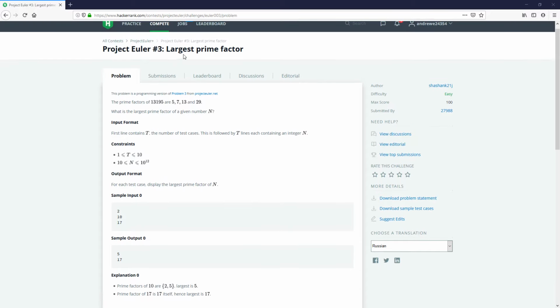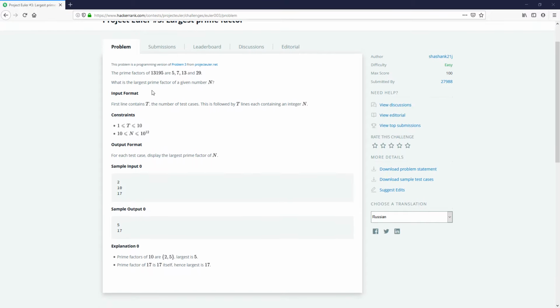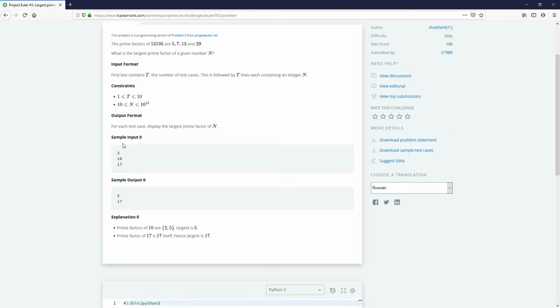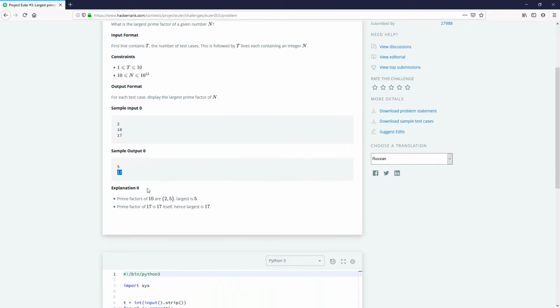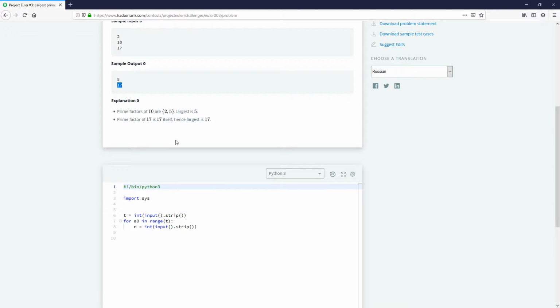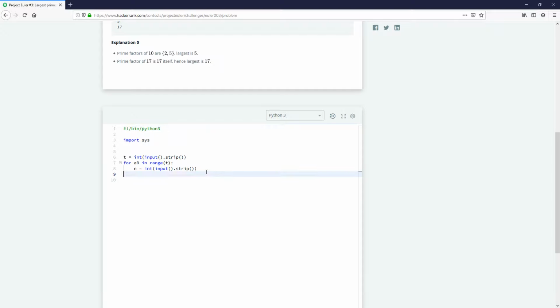So here we want to find the largest prime factor. Essentially we're going to be given some large number and we need to find its biggest prime factor. The input that we're going to get is t and n, the number of trials and the number that we're using. Here we have 2 trials: 10, whose prime factors are 5 and 2, the largest of which is 5. 17 itself is a prime, so its largest prime factor is simply 17. Again, just to reiterate, we're given a number n and we just want to find its largest prime factor.